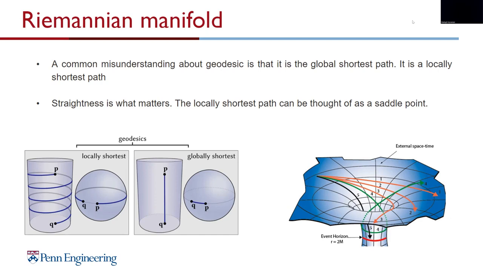But geodesic doesn't necessarily mean globally shortest. This one is also locally shortest. So the way you think of it is as a straight line. This geodesic is a straight line from one point to the other. But the thing is that there are multiple straight lines in this kind of manifold. Yeah, that's a complicated thing.